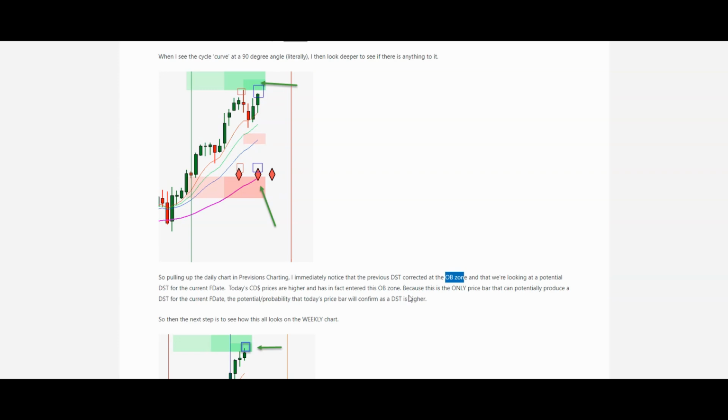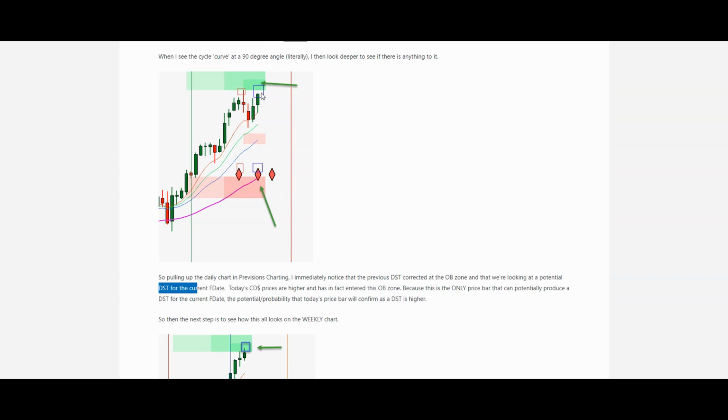And that we're looking at a potential DST, daily swing top, for the current F date. This is the current F date. Okay, this applies for today, right? Right here, plus or minus 1. We're in the +1 bar area right there for this F date, which is actually May 17th F date. Today's May 18th, that's +1.